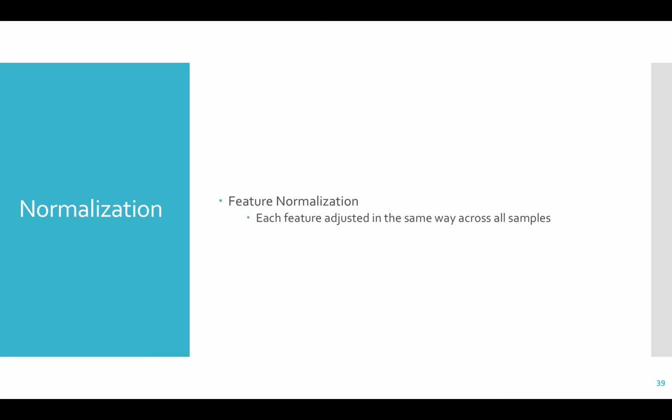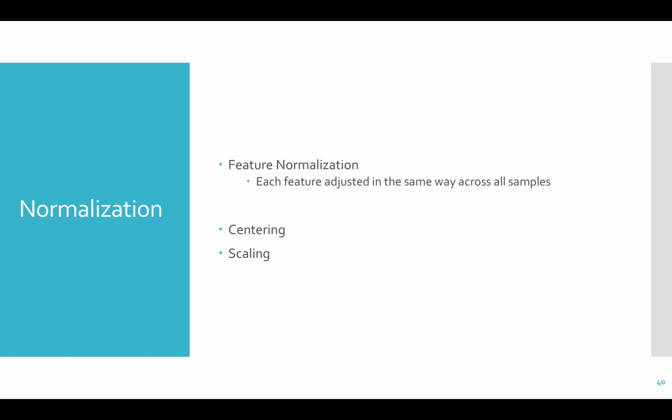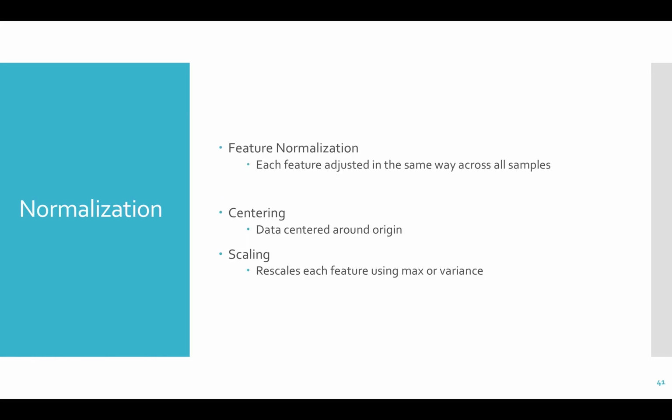Feature normalization adjusts every feature in the same way across all examples. Centering and scaling are typical ways of performing feature normalization. In centering, the entire dataset is moved so it is centered around the origin. Scaling rescales each feature using either variance or max value. In variance scaling, each feature has a variance of 1 across the training data. In absolute scaling, each feature has a max absolute value of 1 across training data.